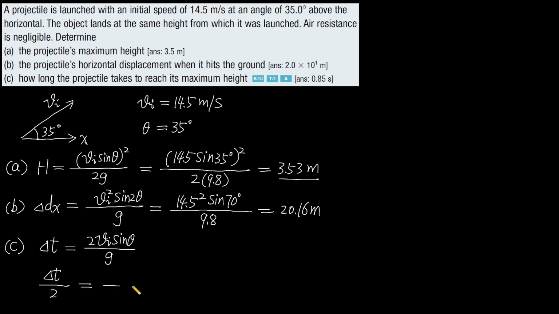And this equals the initial velocity multiplied by sin theta divided by acceleration g. And this equals 14.5 multiplied by sin 35 degrees divided by 9.8. And this equals 0.85 seconds. So its total flying time is 1.7 seconds, and it takes 0.85 seconds to reach its maximum height.